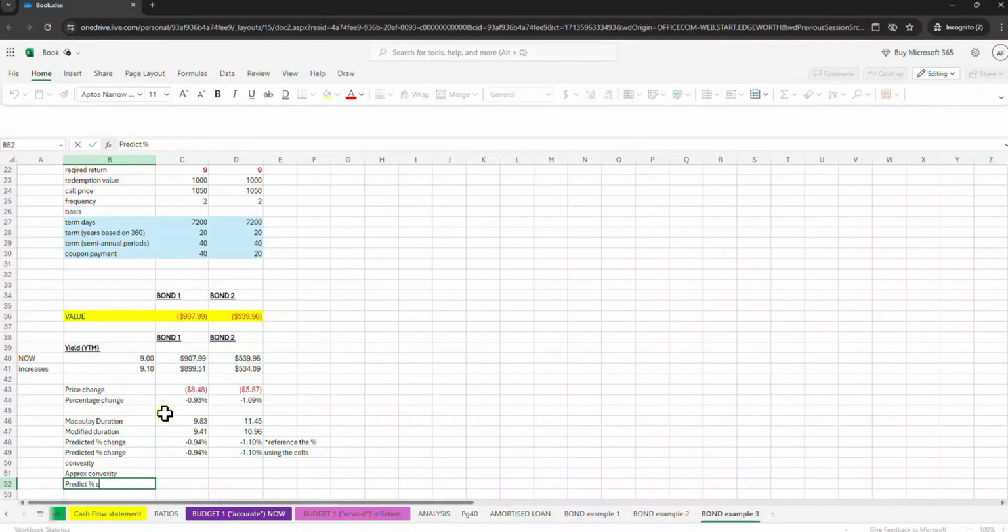I'm looking at page 315. We need to get convexity here and approximate convexity. Let's do convexity first. We've got a formula, but there should be a function for this. Let's just have a look and see.